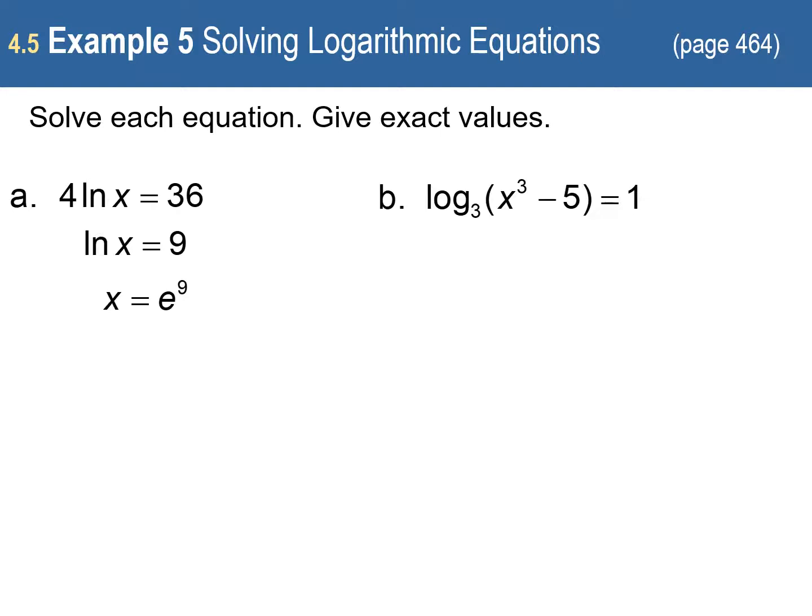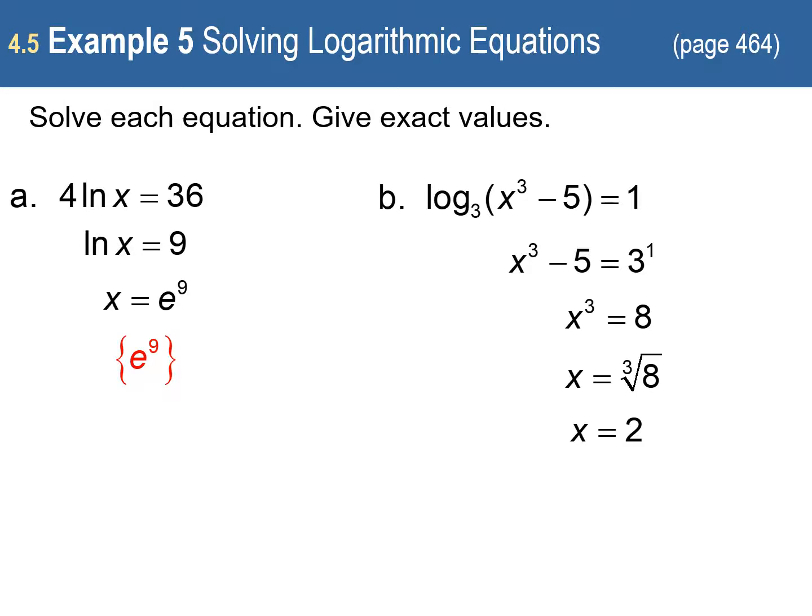Log base 3 of x cubed minus 5 is 1. We're going to put it in exponential form. Add 5 to both sides, so x cubed is equal to 8. So x is the cube root of 8, so x is 2. My solution set is 2.